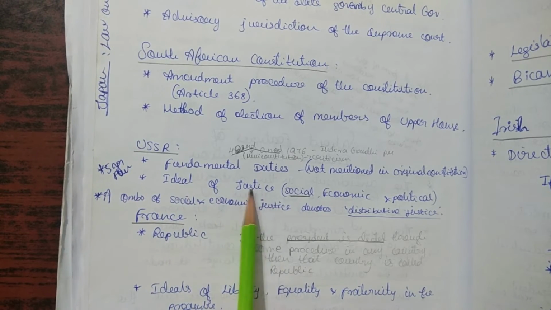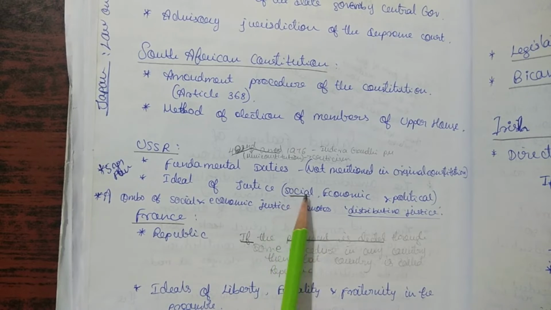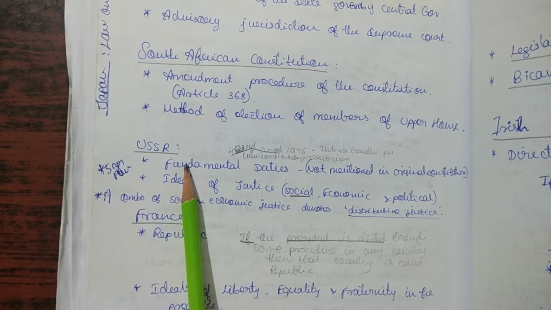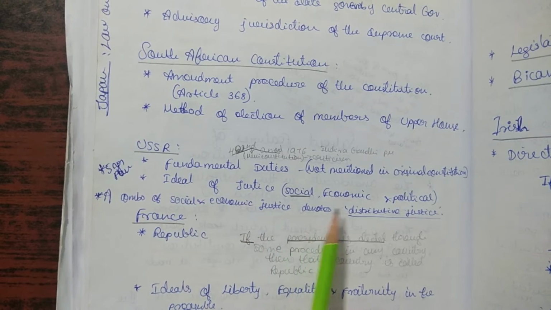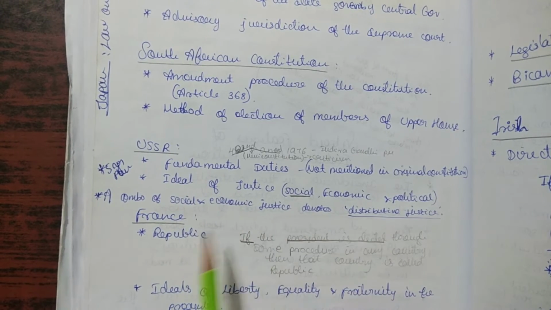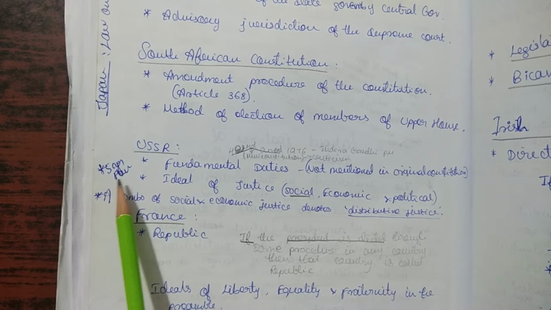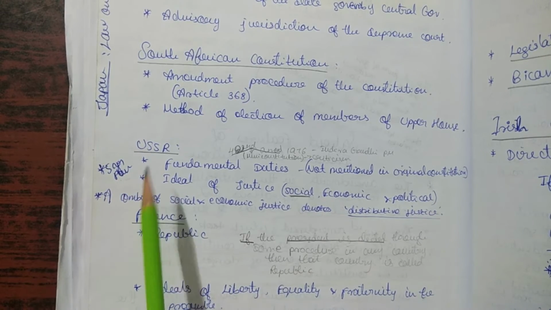Ideals of justice, justice of three kinds: social, economic, political. All three kinds of justice we have borrowed from USSR. A combo of social and economic justice denotes distributive justice. Just keep it as an MCQ point. And the 5-year plan, we have borrowed it from USSR.